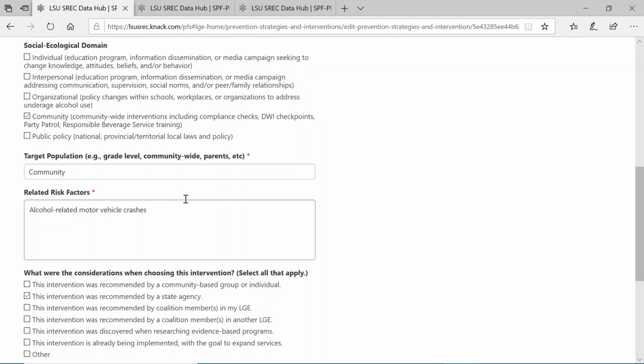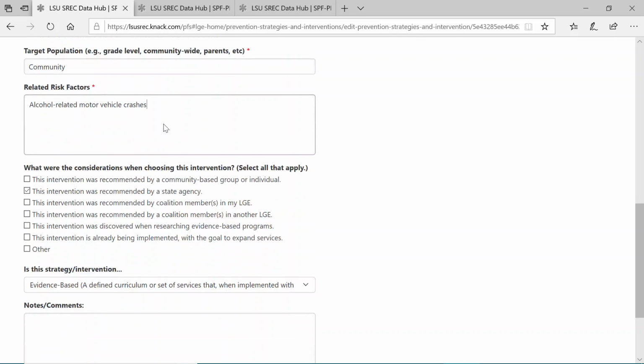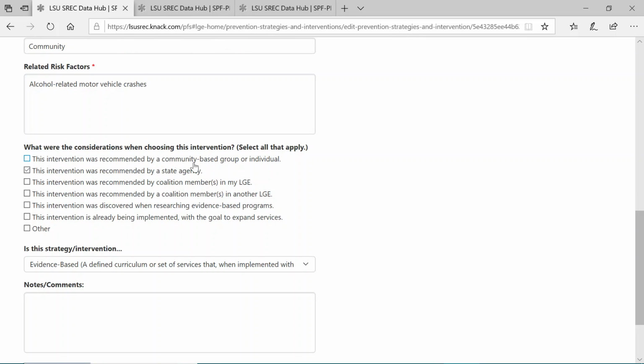Pretty much a lot of the steps in your logic model you're putting right here, just in a web-based form. So what you put in your logic model as far as what risk factors are related to this intervention is what you're going to put here. Next, we want to know what were your considerations when choosing this intervention.